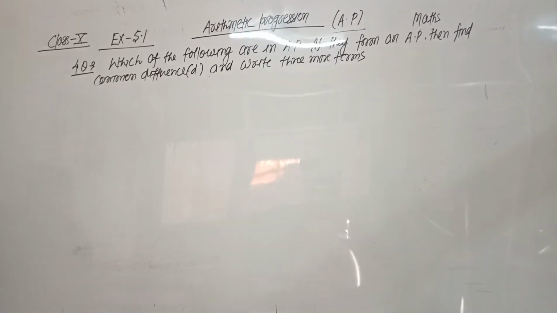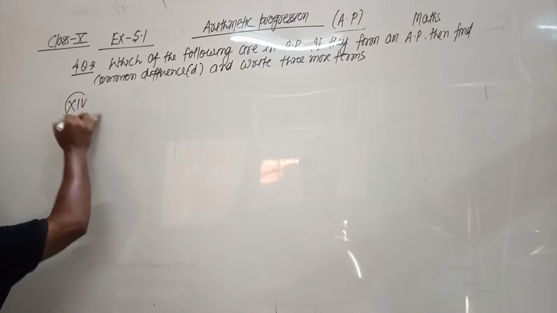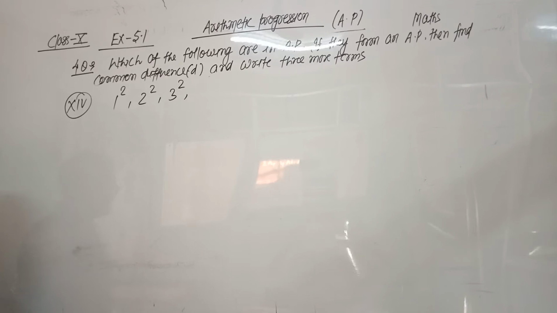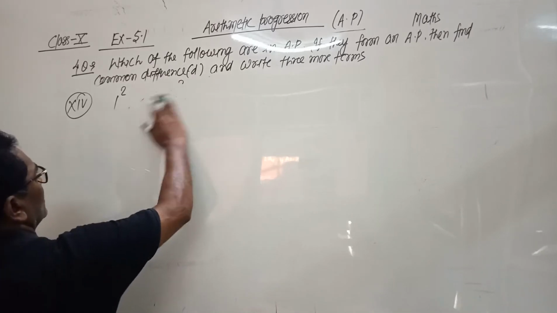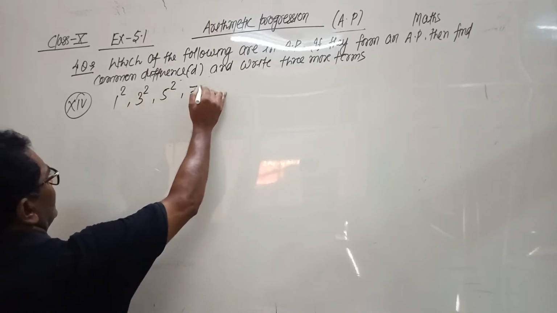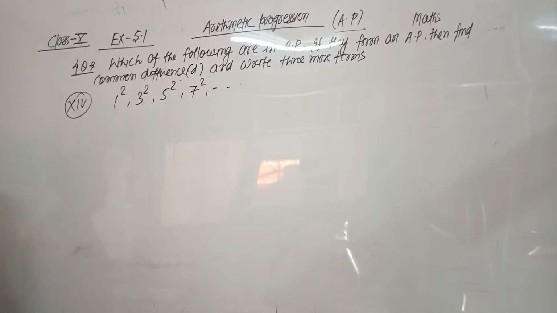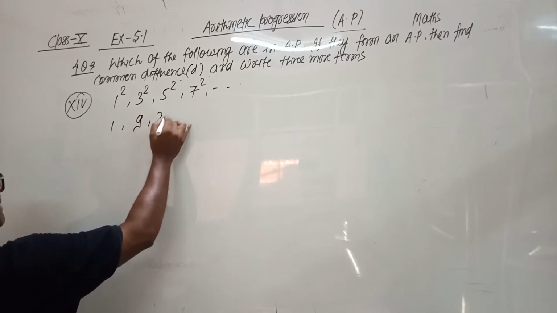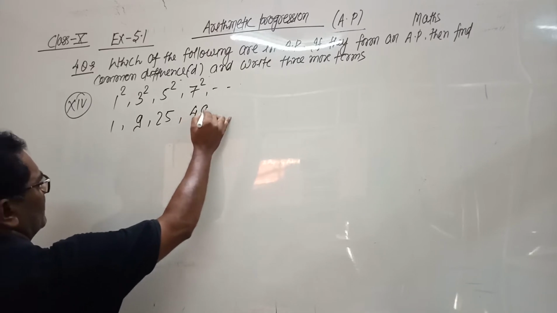Then part 14. 1 square, 3 square, 5 square, 7 square, and so on. So firstly, we remove the squares. 1 the square is 1, 3 the square is 9, 5 the square is 25, 7 the square is 49.